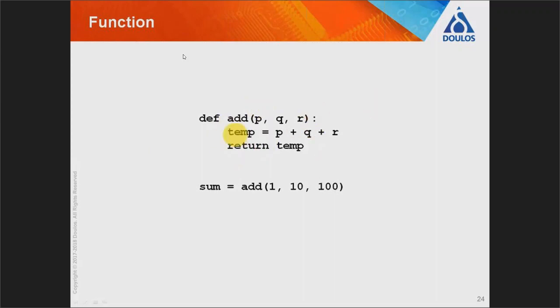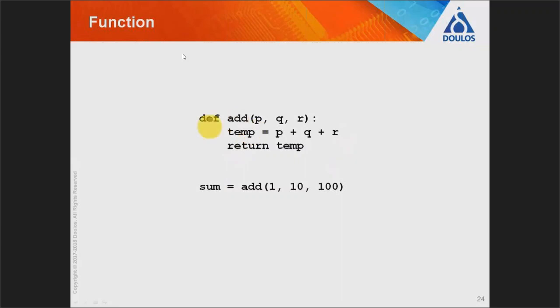Then inside the function, we're assigning a new variable temp the value p plus q plus r. So p, q, and r are simply the arguments to the function. We're adding those 3 arguments together, calculating a new value. And in Python, all values are objects. As I said at the outset, Python is natively object-oriented.